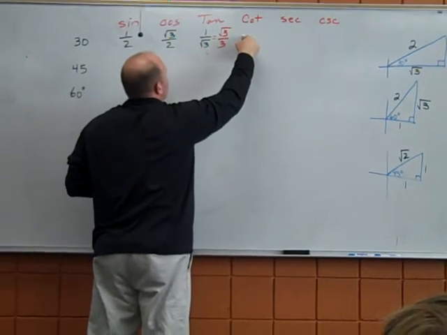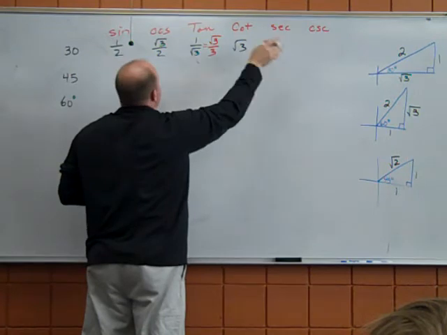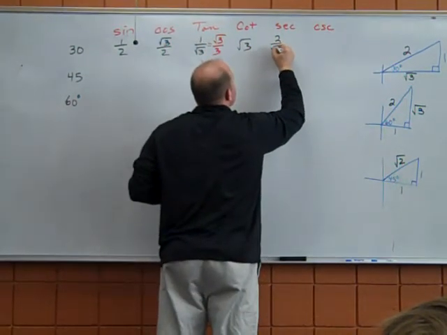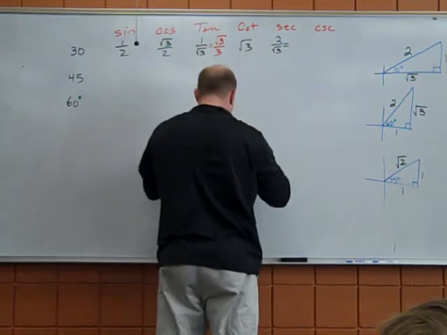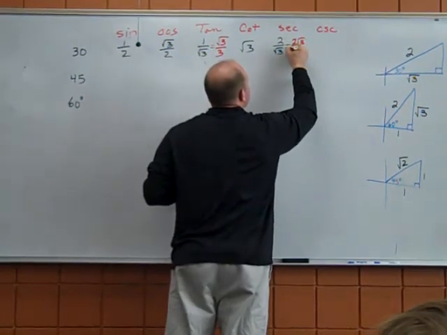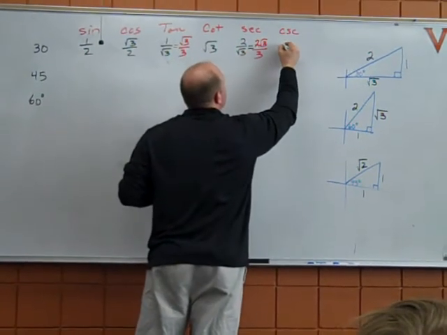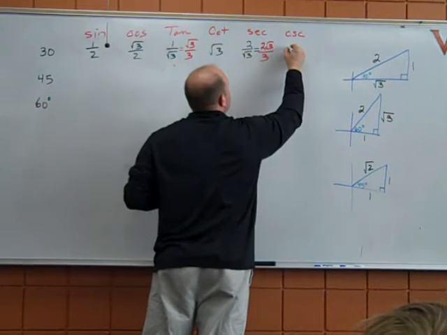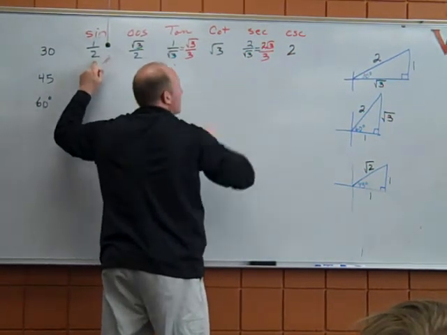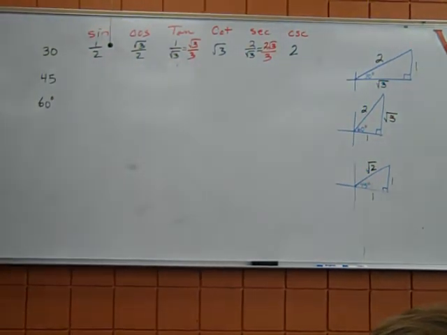So what is cotangent? I am done looking at that triangle. What's the flipper here? Get rid of your radical butt. And cosecant? Flip of sine. Any problems filling out the first column, or first row, excuse me.